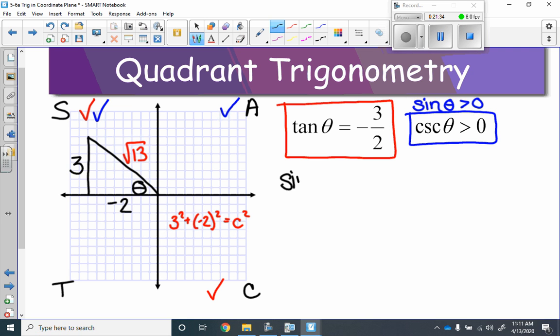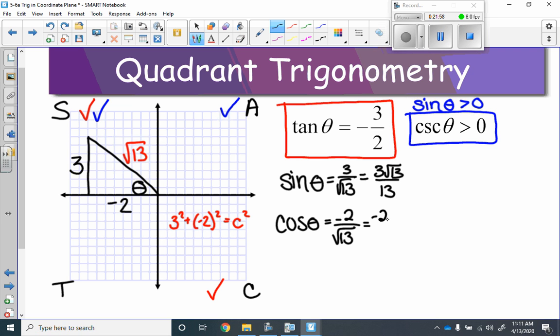So allowing us to find the sine of theta, which is the opposite over hypotenuse. So that would be 3 over the square root of 13. Rationalize that to 3 square roots of 13 over 13 for sine. Cosine of theta would be the adjacent over hypotenuse, so -2 over the square root of 13. So -2 square roots of 13 over 13. And we already know tangent is going to be -3/2.